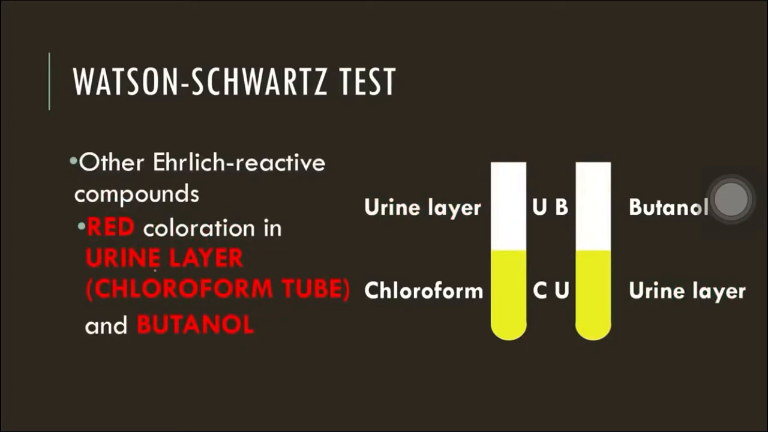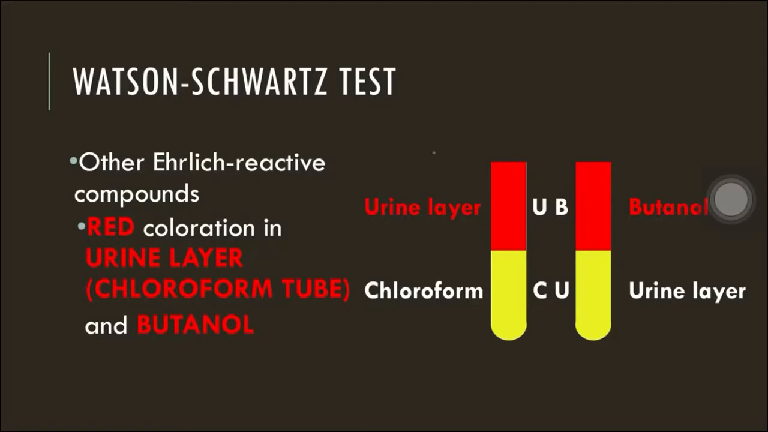How about for other Ehrlich reactive compounds, such as para-aminosalicylate, chlorpromazine, procaine, methyl dopa? Paano naman sila? For other Ehrlich reactive compounds, there is red or pink coloration in the urine layer, in the chloroform tube, and it is extracted only by butanol. That's why yung positive lang talaga is yung butanol. So the appearance is like this: red coloration in the urine layer, red coloration in the butanol layer, the reagent. So butanol lang yung nakapag-extract ng substance na yon sa urine layer.